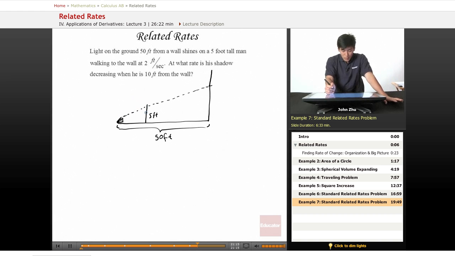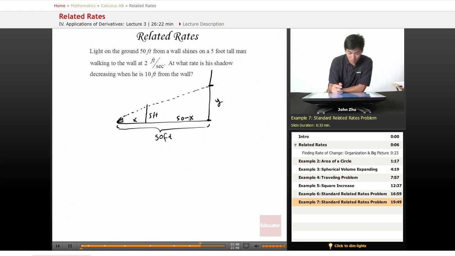All right. So let's put some variables in here so we can use it to solve for derivatives. Well, we're asking for the rate of his shadow decreasing. So here's his shadow. So let's call that y. And we know that he's walking to the wall at 2 feet per second. So let's denote this distance x, and this distance 50 minus x. So we see that there's two similar triangles.